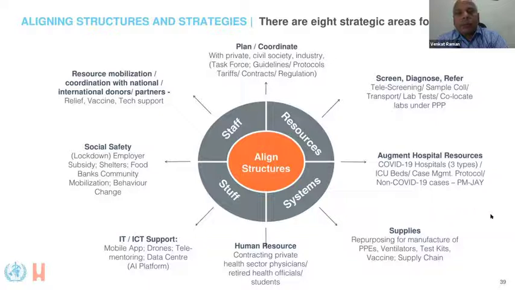In the eight broad interrelated strategies that we have, which is visible here, we are looking at it from the point of view of resources, staff. The word staff is given slangishly, which is supplies, and deployment of systems. Let's look at strategy number one in terms of planning and coordination.